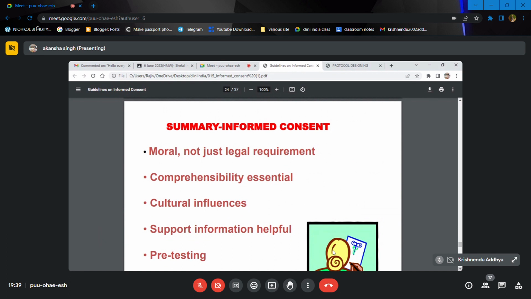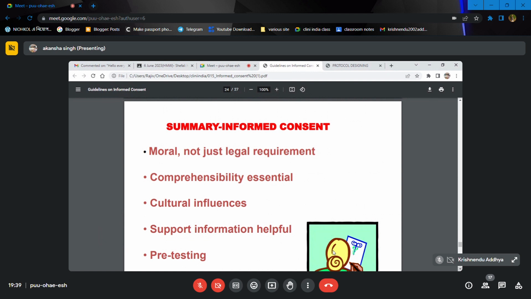So, summary of informed consent: it is not just a moral requirement, it is a legal requirement also. Legally also we will be correct if we go through the informed consent comprehensively, because it is essential that yes, we have to provide information.